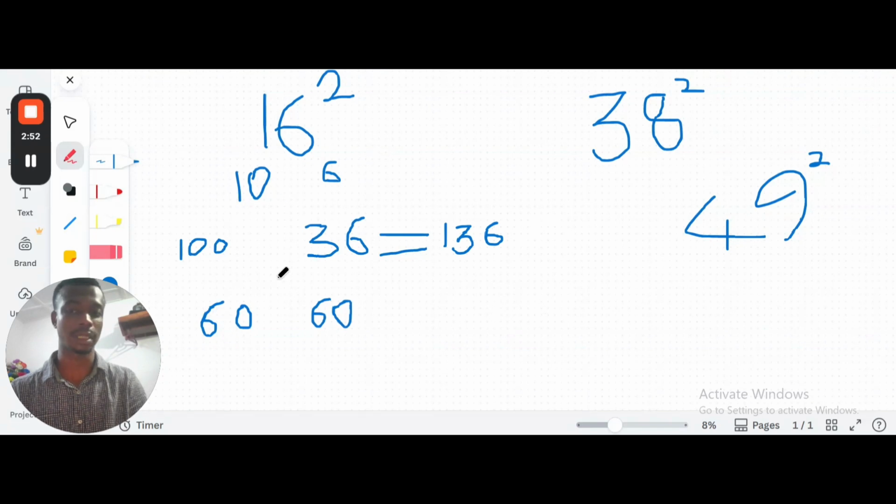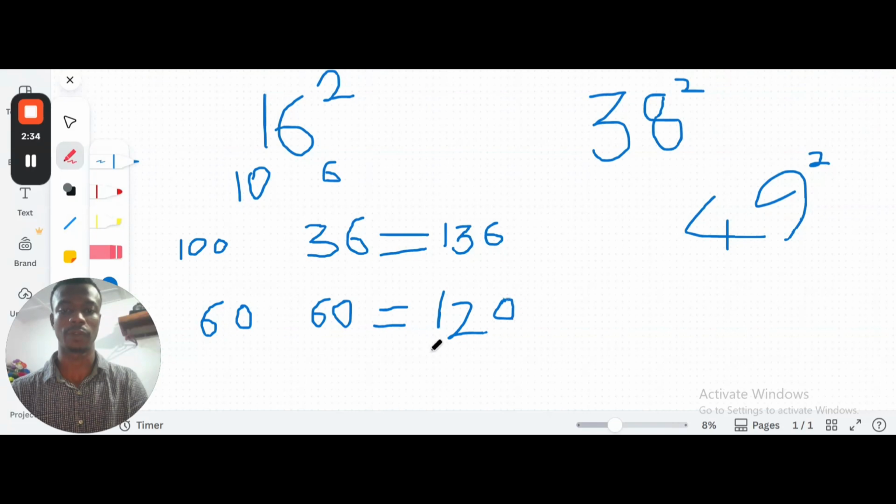10 times 6 is 60. Because this is the power of 2, you're going to do it again. 10 times 6 is 60. 10 times 6 again is 60 again. And 60 plus 60 is 120.